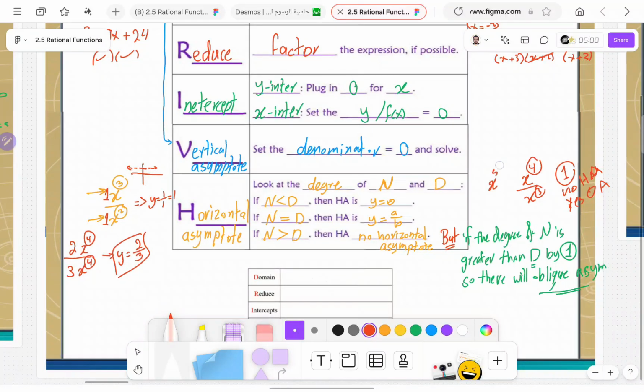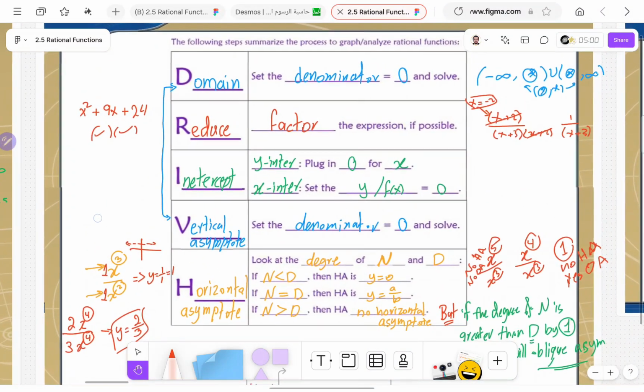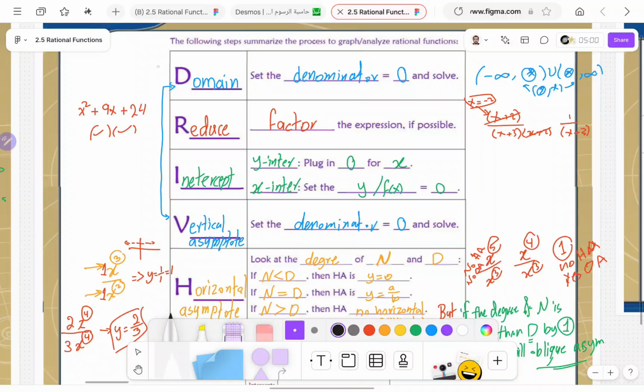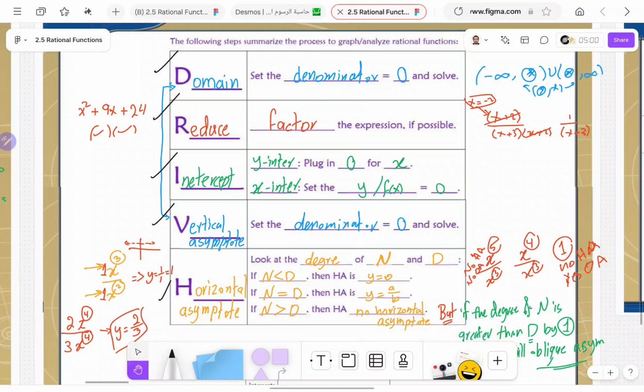If the function is, for example, x to the power of 5 and here x cubed, the difference between them is 2, it's not 1. That means no horizontal asymptote, and there's no oblique asymptote for it either. I hope you understand this. Now you need to memorize. You need to find all of these: domain, reduce, intercepts, vertical asymptote, and horizontal asymptote. Then you can analyze any equation.